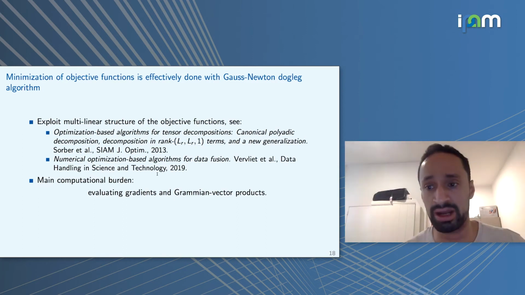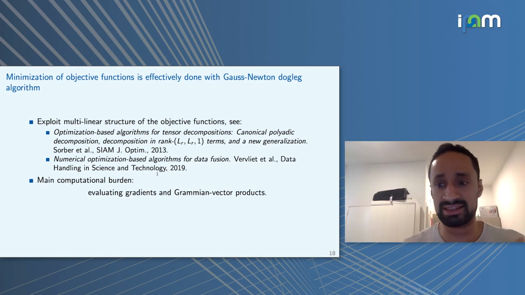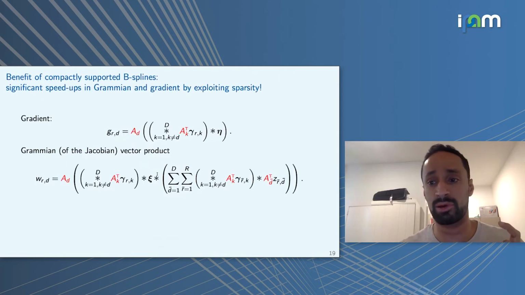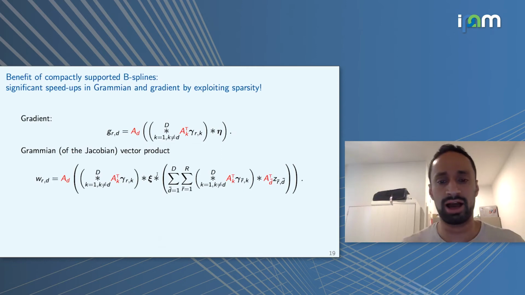But one of the key things I want to point out is that in this entire process, the main computational burden in this algorithm is to evaluate gradients and Gramians. That's the main burden here. One of the things we observed from working on this is that when we work with splines, there are really some benefits, in that we can do these gradient and Gramian evaluations very, very quickly.